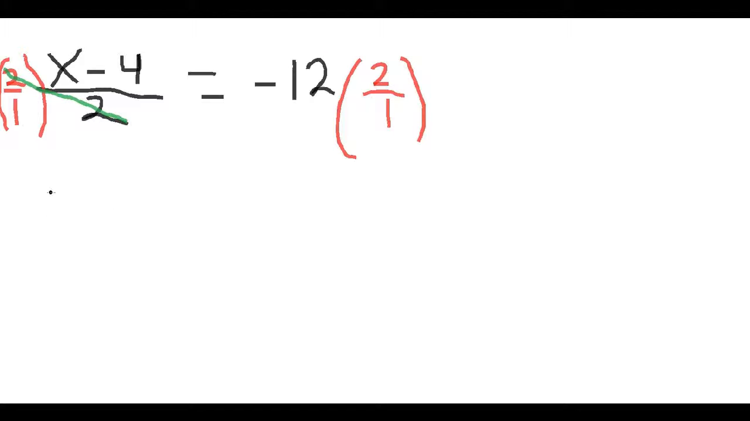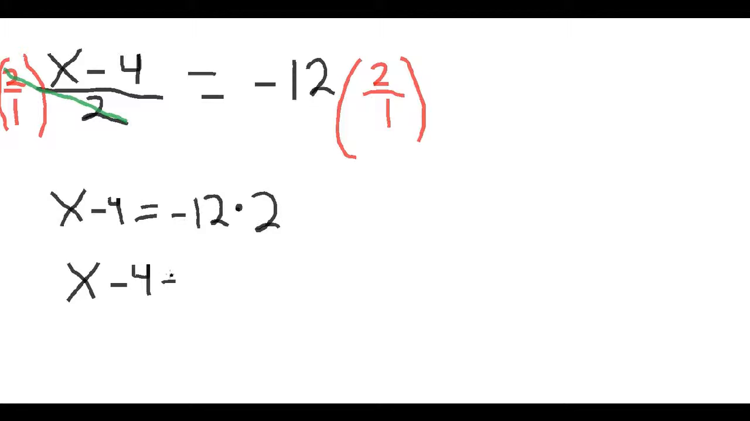So we get x minus 4 equals -12 times 2, or x minus 4 equals -24. Now, you all are becoming experts here. We gotta get rid of that 4. We gotta move this -4 somehow to this side, or we gotta get rid of it rather.